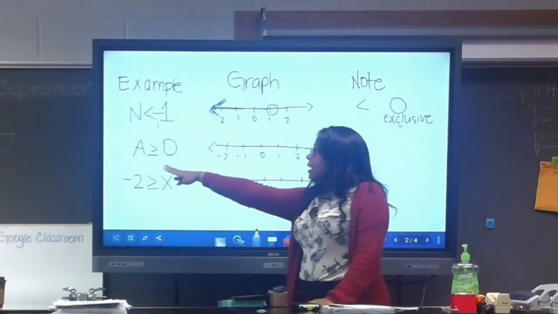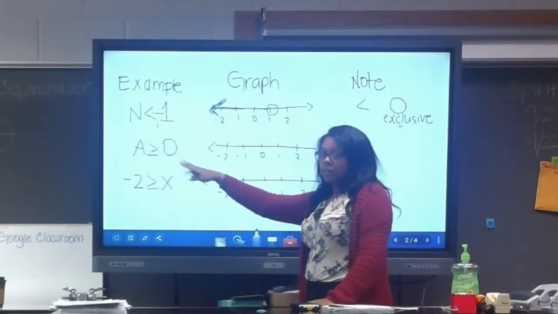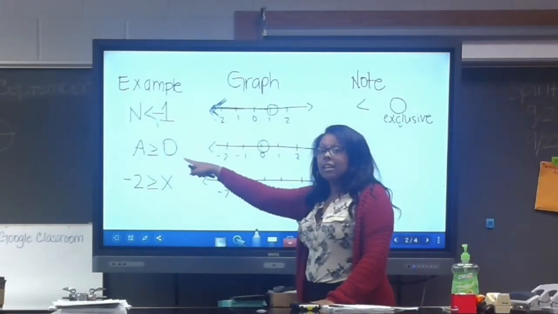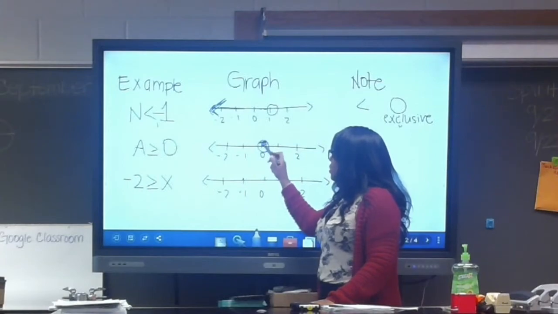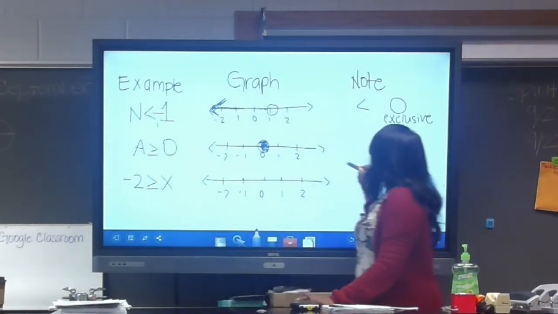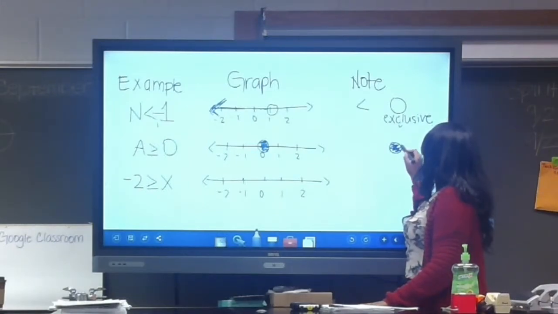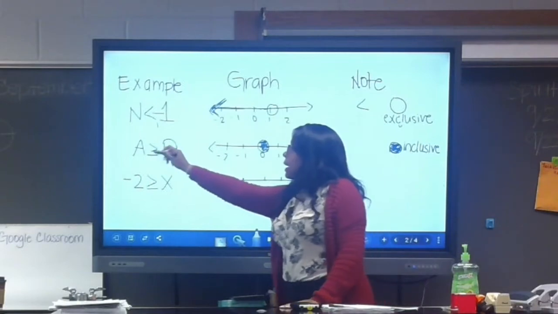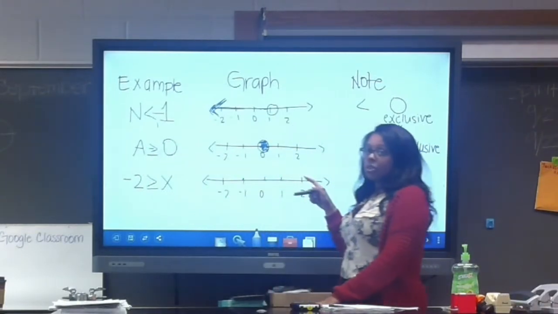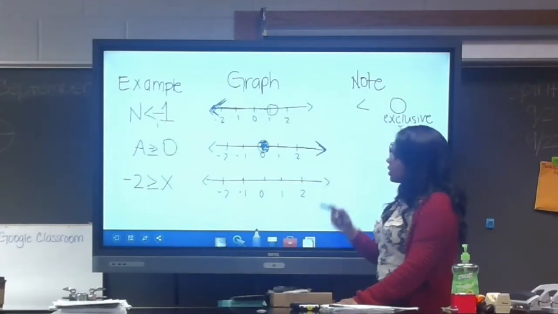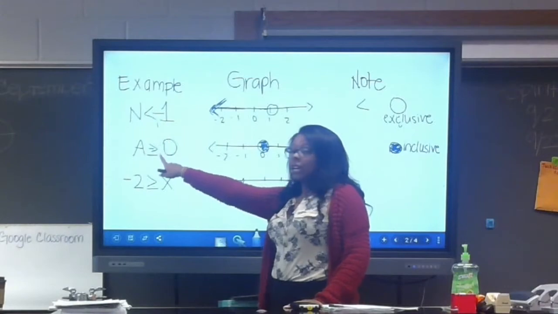Example 2, a is greater than or equal to 0. We'll locate 0 on our number line. This time, since a can equal 0, we're going to give it a solid circle. In our notes, a solid circle means inclusive. And once again, we're going to look at our symbol as an arrow, and it's pointing to the right, so we're going to shade values greater than 0. Just as the statement reads, a is greater than or equal to 0.